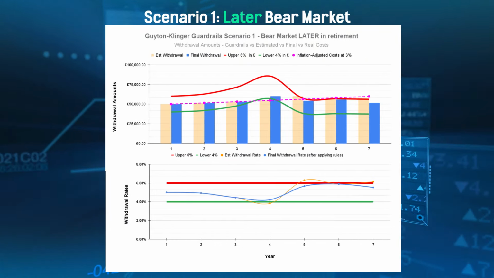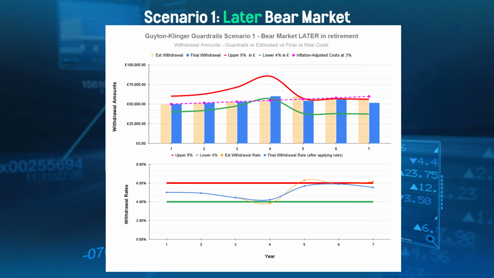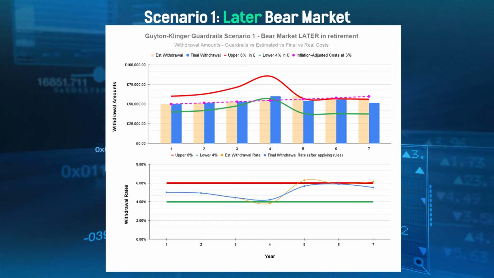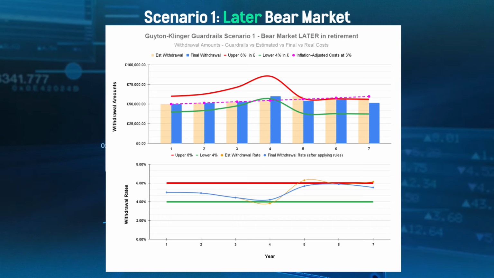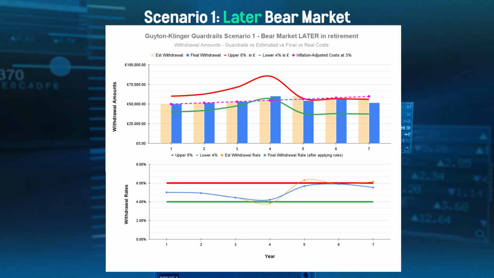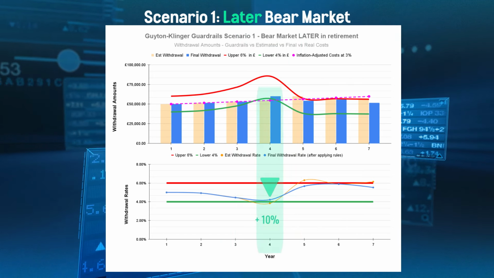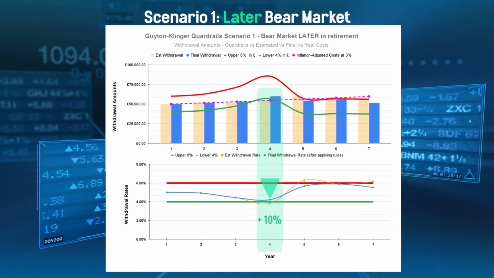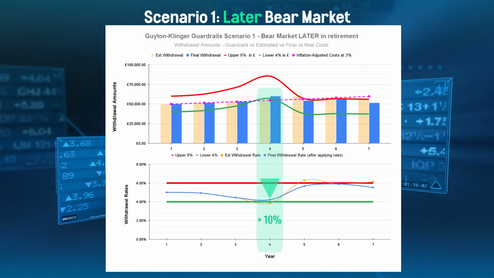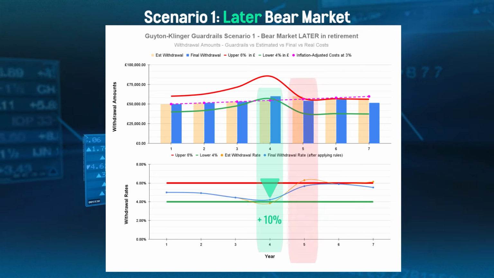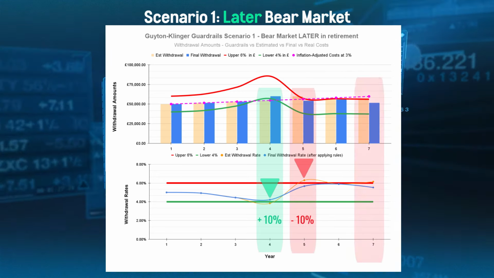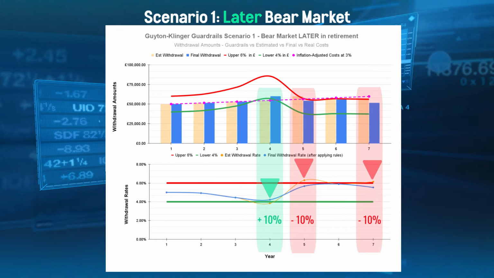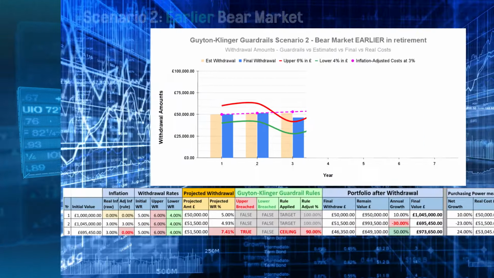Finally, let's just quickly look at the withdrawal rate view. Placing this side by side with the withdrawal chart gives you both viewpoints, and an insight into the conditions when the guardrails are applied, one in terms of withdrawal amounts, and another in terms of withdrawal rates. You can see the lower guardrail breach in year 4, which bumps up the withdrawal rates, and the upper guardrail breach in years 5 and 7.